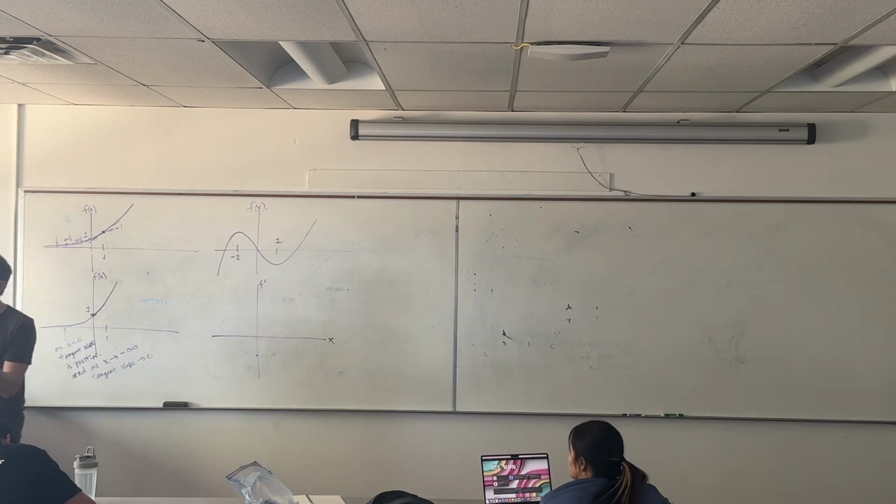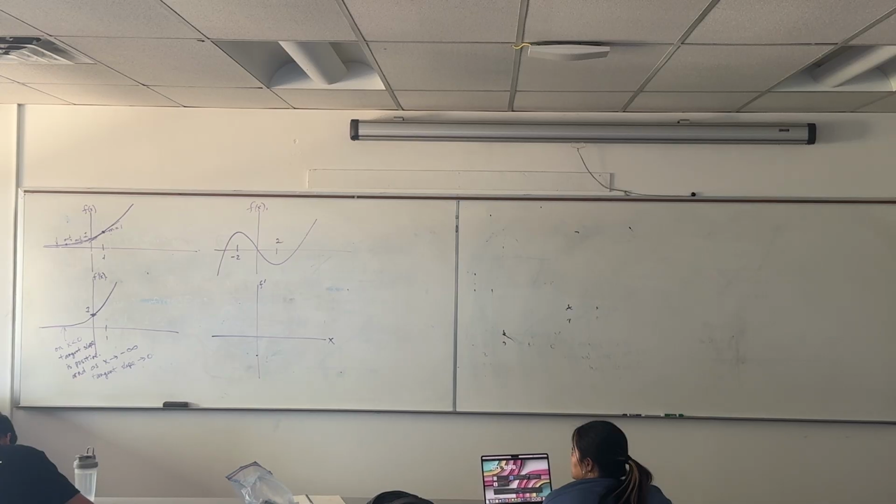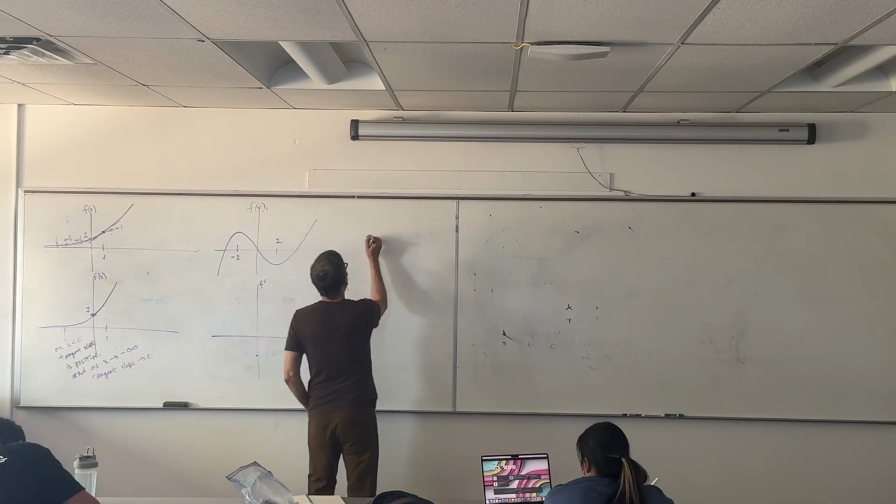Remember, low-hanging fruit, get those anchors. Where's the tangent slope 0? Once you have those, then you can figure out where it is positive, where it is negative, and fill in the details that way. I'll even put that up here as a little plan.